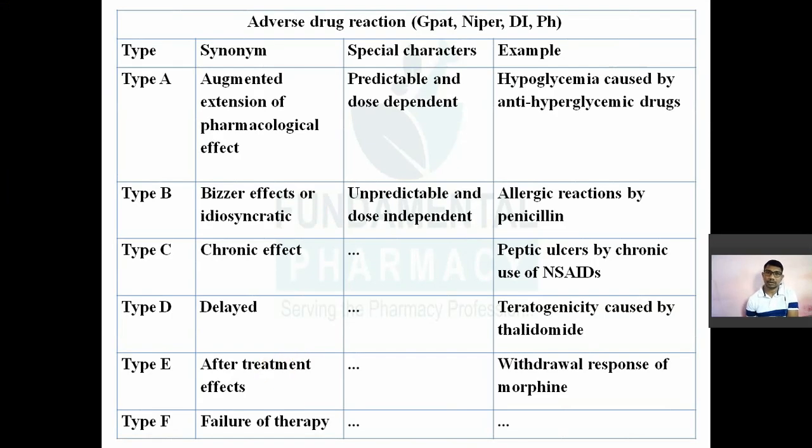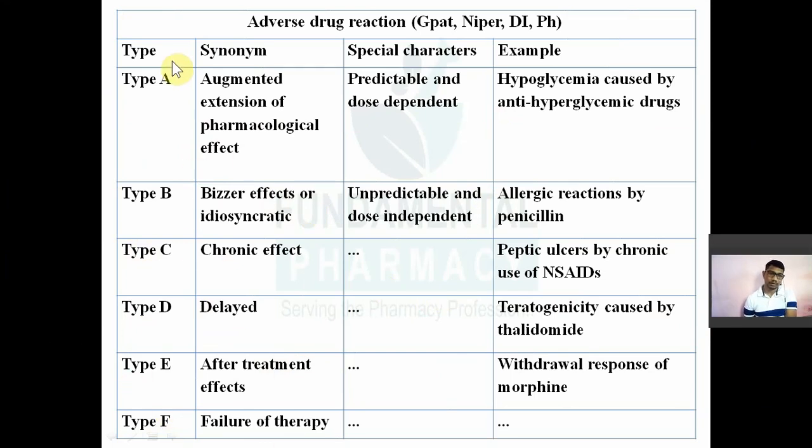Let's see the types of adverse drug reaction. How many types are there? There are numerous types of adverse drug reaction given in the books. Whatever is important for GPAT, these are very important for GPAT. Types of adverse reaction are known as type A, type B, type C, type D, type E, and type F.